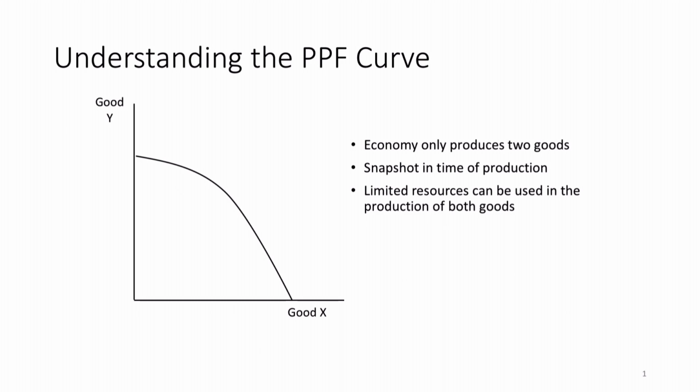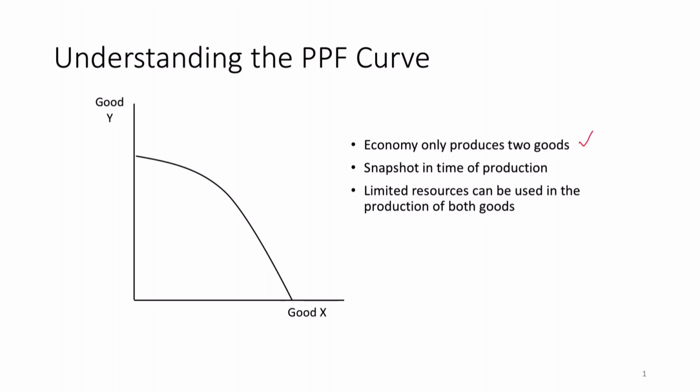In the production possibility frontier, we're assuming that the economy is only producing two goods. Now, this is a simplifying assumption, simply to make this analysis of allocation of scarce resources a little bit easier to digest. We know that economies actually produce millions and millions of different types of goods, but if we simplify our assumption to the production of two goods, then it's a little bit easier for us to make this analysis.